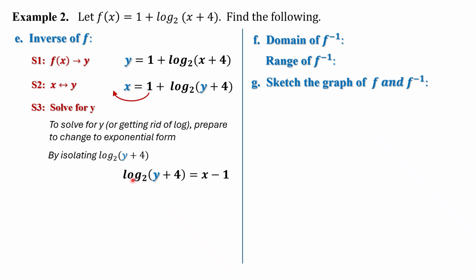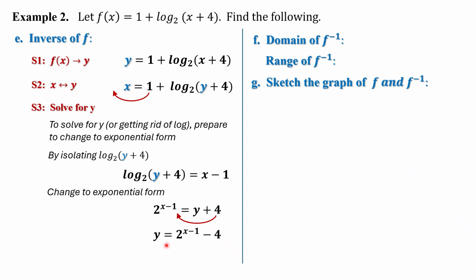So now, since this log is already positive and isolated, we can now change this to exponential form. So start with the base 2. The base 2 to the x minus 1 is equal to y plus 4. So we can now solve for y here by moving 4 to the other side. So y is equal to 2 to the x minus 1 minus 4.